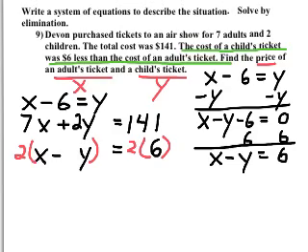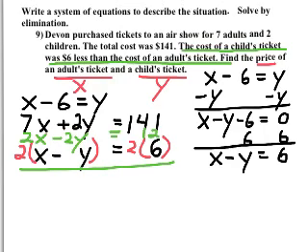Okay, so I think I'll write them right above. So we have 2x and then 2 times the negative y is a negative 2y. So you notice our y's will cancel out now. And then that equals 2 times 6 is 12. Okay, so now I'll add them together. And what do we get? Got 153.